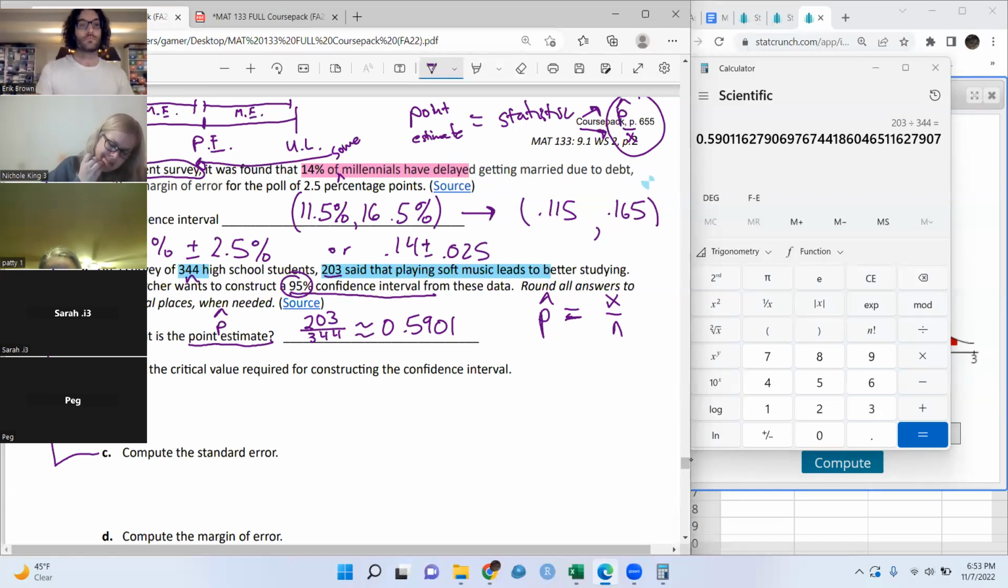But we're not doing that right now. We're doing proportion, right? What do you mean by that? We're not doing x over n? Oh, we did. Never mind. Okay.